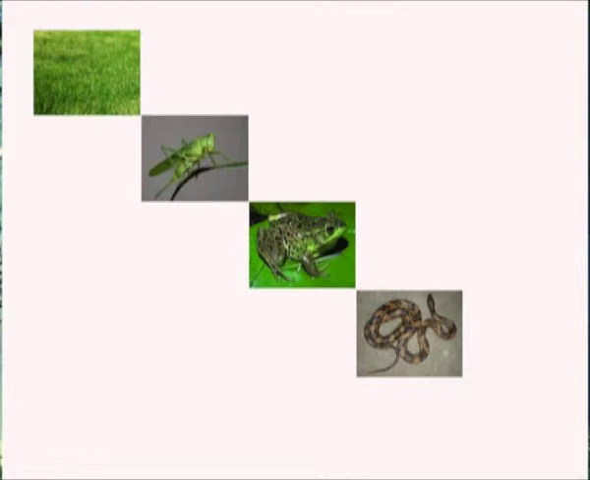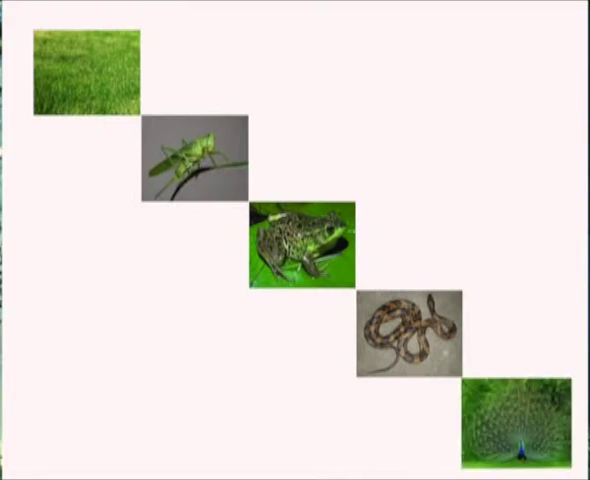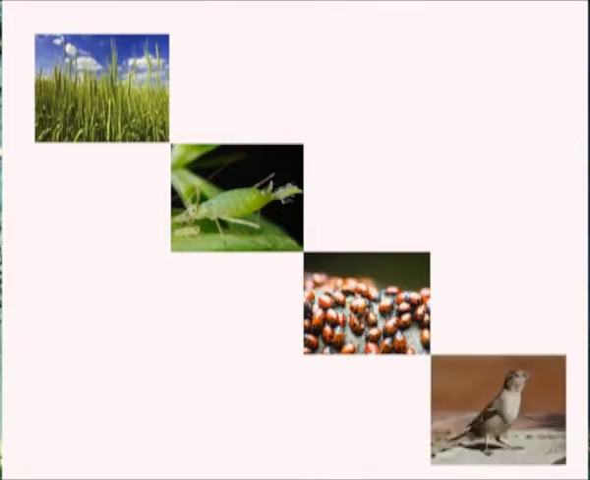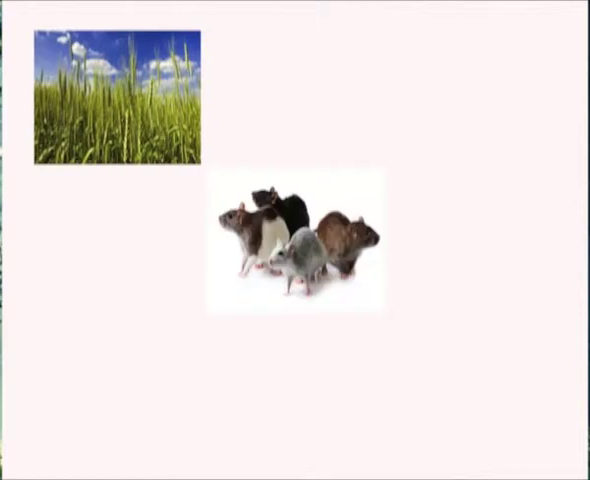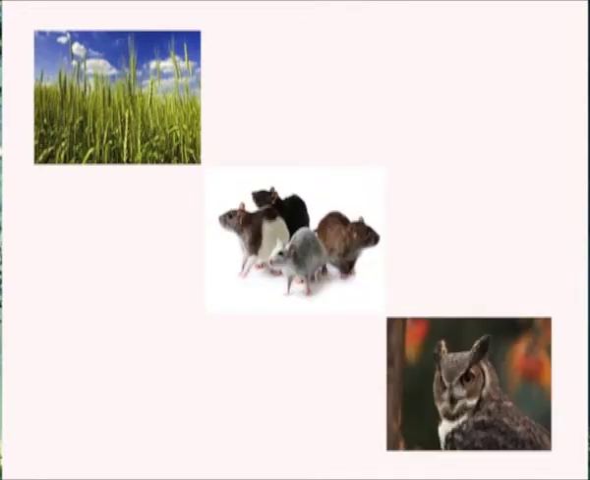Some other examples of land food chains: grass, grasshopper, frog, snake, peacock; crop, aphids, ladybird beetles, birds; crop, rats, owls.